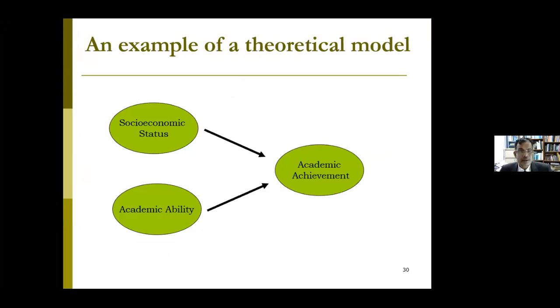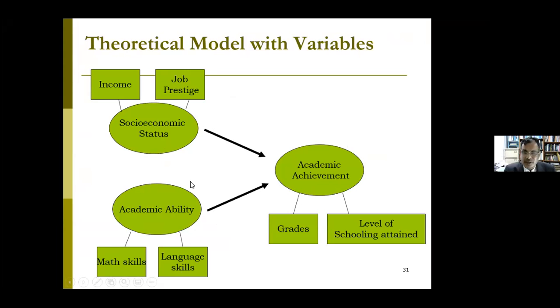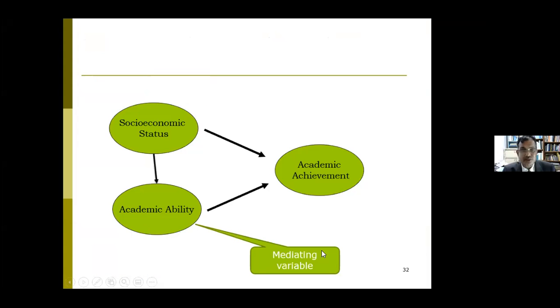Okay. One example of a theoretical model, this is just a sample. The socioeconomic status and academic ability will influence academic achievement. So this is a very simple theoretical framework. And this one is the same thing with the manifest variables, income, job, prestige, because we have to measure socioeconomic status. How do I measure socioeconomic status? One could be income, job, prestige, and academic ability could be mathematical skills, language skills, academic achievement. So these are the variables through which we measure.